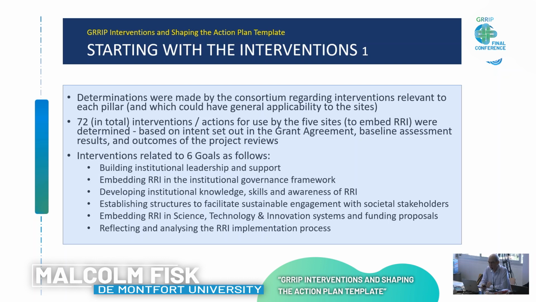And 72 interventions or actions were used to make those selections for the 5 sites, based on the intent that had been set out in the original grant agreement for the project, baseline assessment results, and we've already had an indication of how some of those baseline assessments came about, and also the outcomes of the project reviews that had taken place for other projects as well.